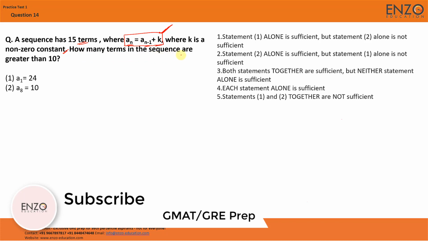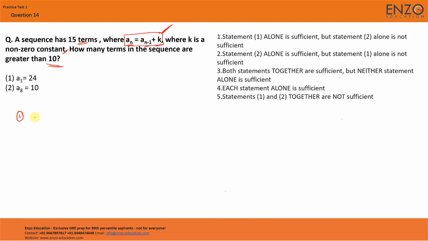How many terms in this sequence are greater than 10? Fine. So let's start with our first statement. The first statement says a_1 equals 24. Now we just know about the first term of this sequence, which contains 15 terms.